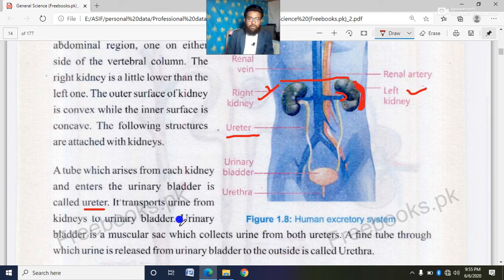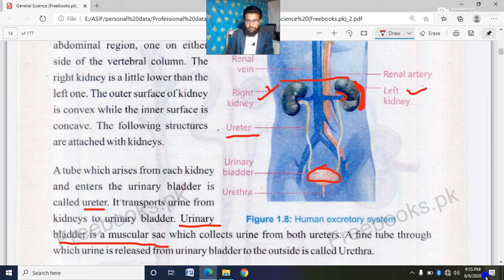Cadets, next, what is the urinary bladder? Cadets, the urinary bladder is a muscular sac. It is made up of muscles. It is a muscular sac which collects urine from both ureters. This is a bag-like structure, hollow on the inside, and it receives urine from the ureters.